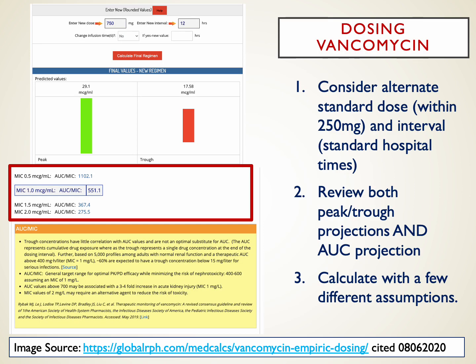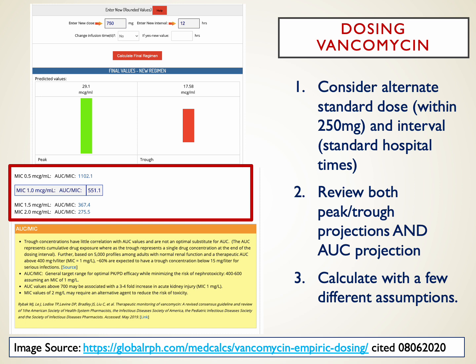So I've adjusted this, and I just basically said I'm going to adjust this in 250 milligram increments over an 8, 12, or 24-hour interval. So for the same software, I changed it to 750 every 12, and lo and behold, I get a peak of 29 and a trough of almost 18. That's a pretty aggressive regimen for a patient.